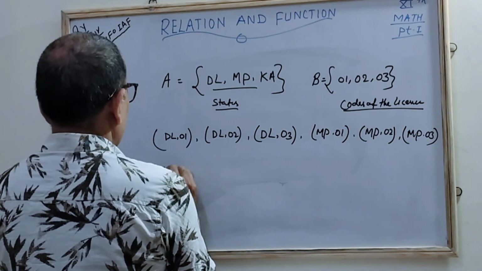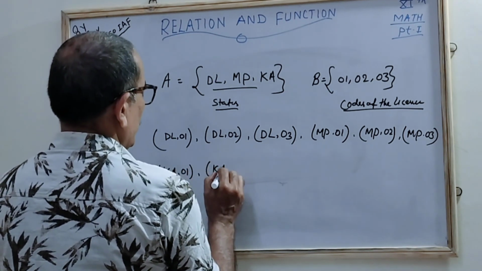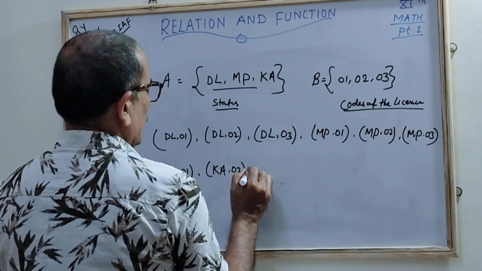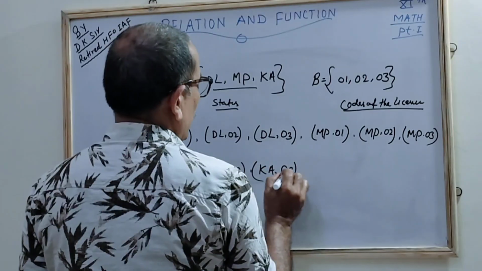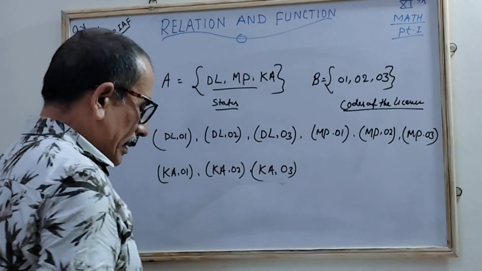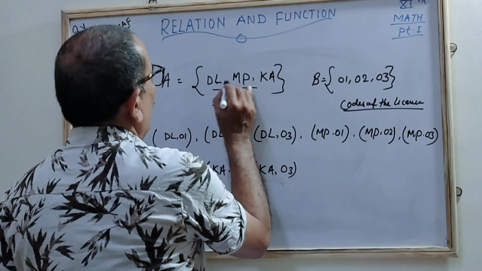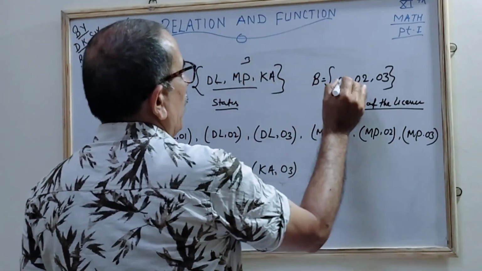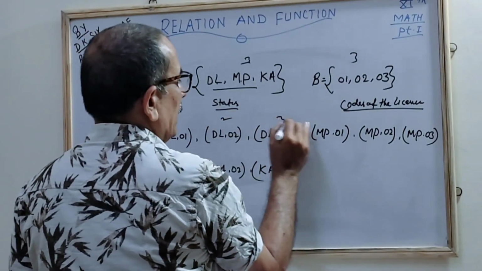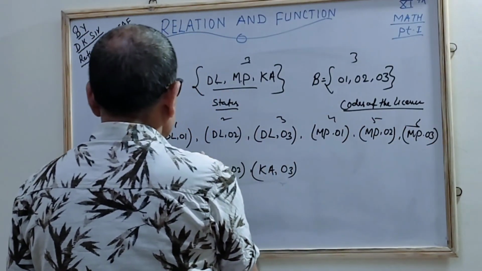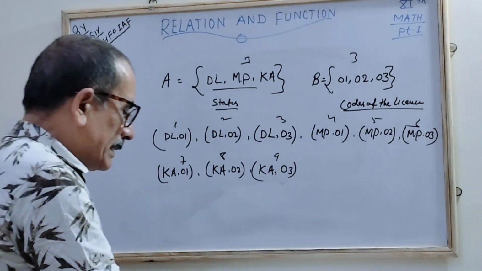KA 01, KA 02 and KA 03, correct? This is all about the pairs they could make. So the available pairs, how many pairs are there? We can find 1, 2, 3 here and 1, 2, 3 there. So total becomes 9. We can count it: 1, 2, 3, 4, 5, 6, 7, 8 and 9. So we could get 9 pairs, correct?